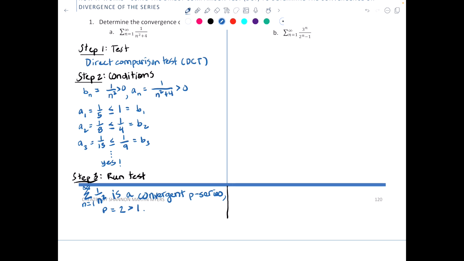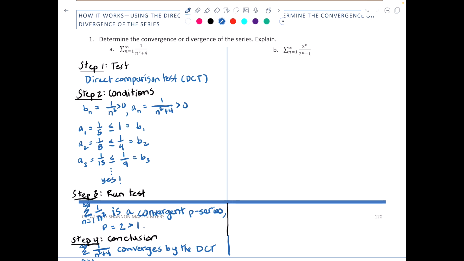So now our conclusion, last step, conclusion. The summation as n goes from 1 to infinity of 1 over n squared plus 4 converges by the direct comparison test. Cool, cool? Excellent. All right. So now let's look at part B.